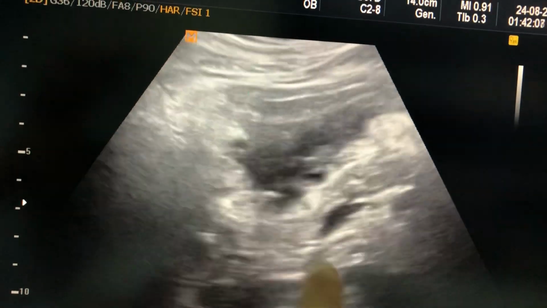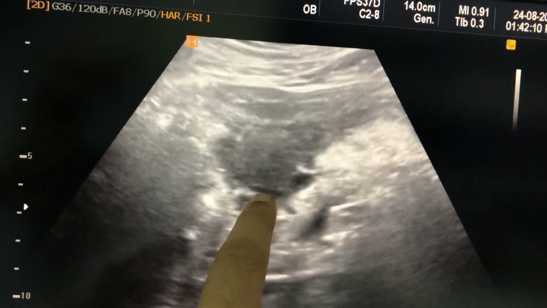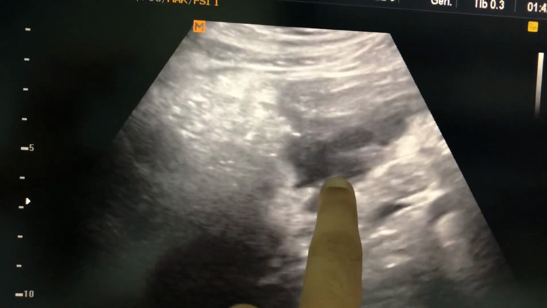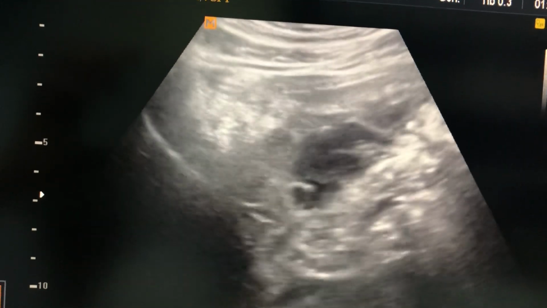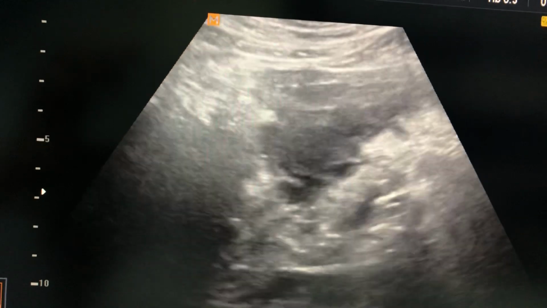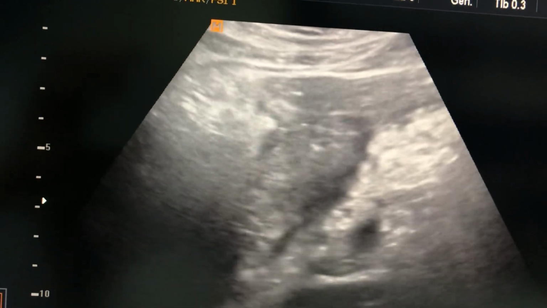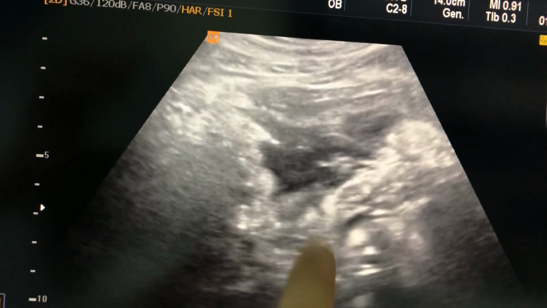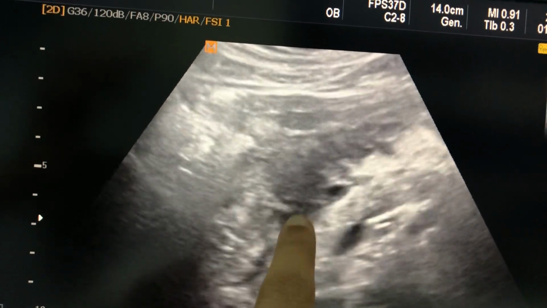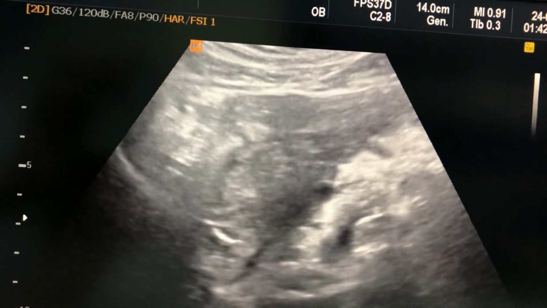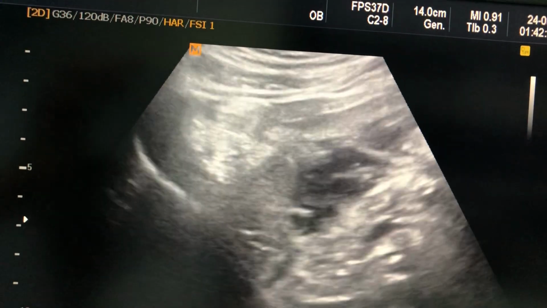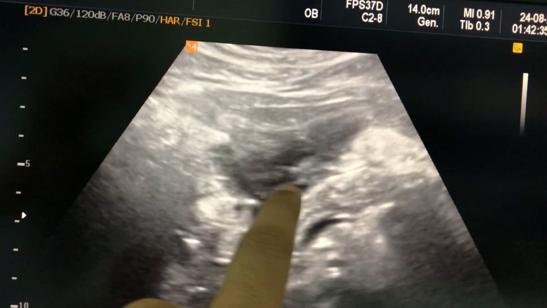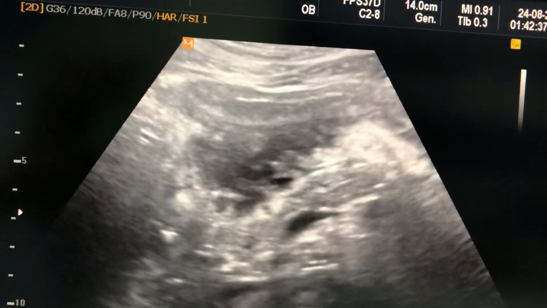Second thing, surrounding this pancreas there is a peripancreatic fluid collection, a thick collection. This is due to the pancreatic enzymes which are extravasated and showing inflammatory changes in the peripancreatic space.